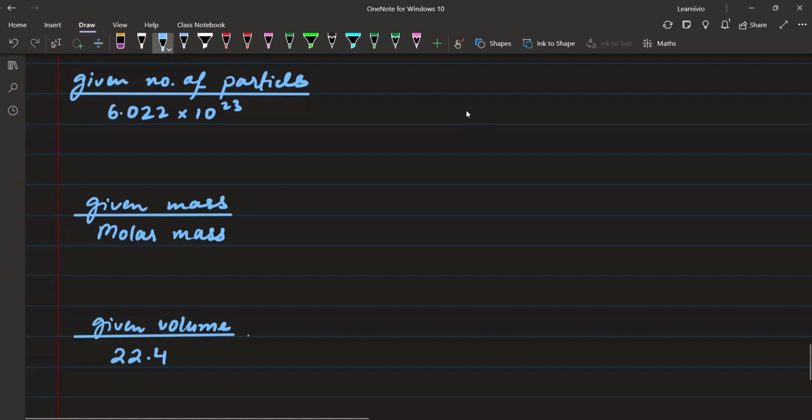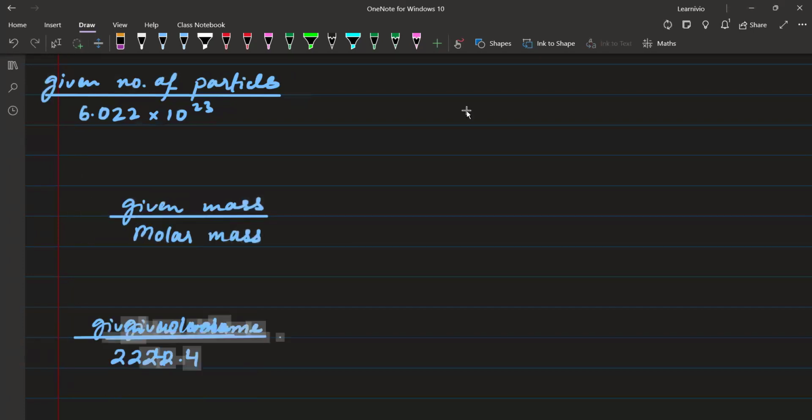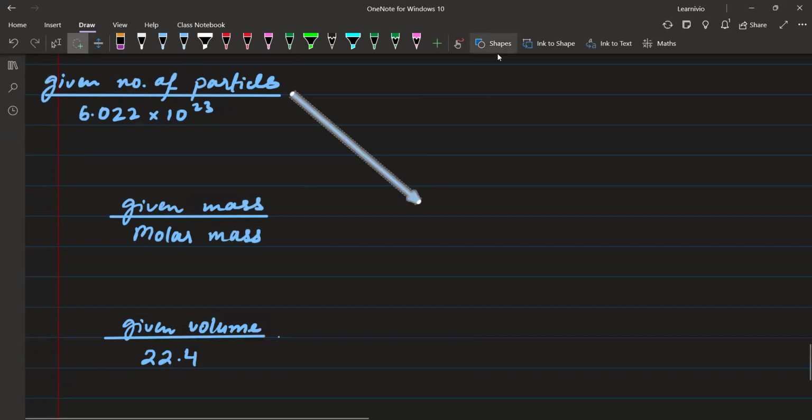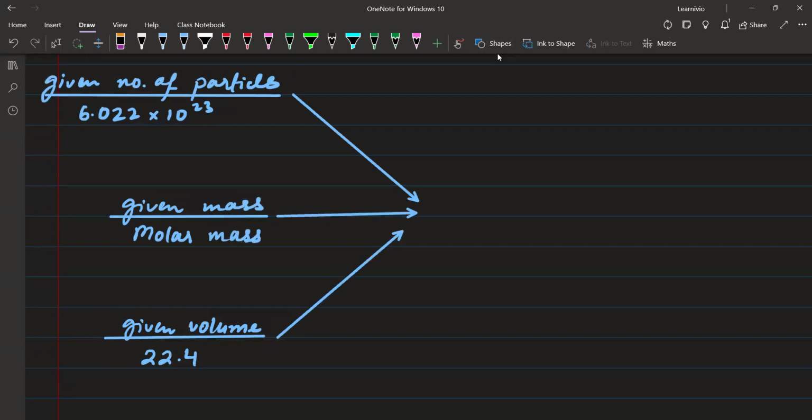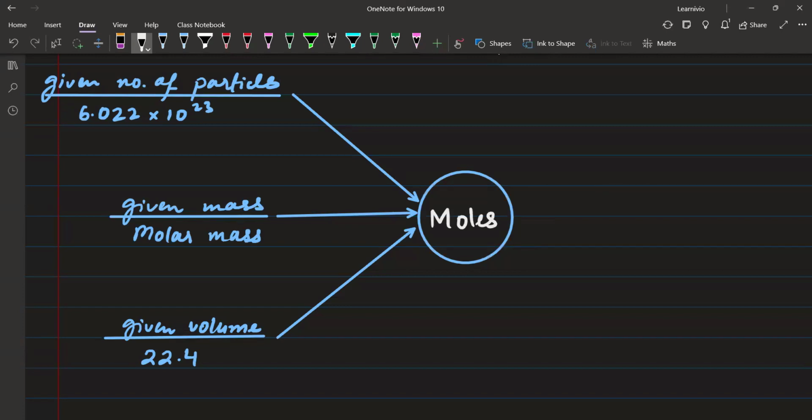Now, depending on whether you are given the mass, the volume, or the number of particles, we are going to use the corresponding formula. So, all of these three things are giving us the number of moles.